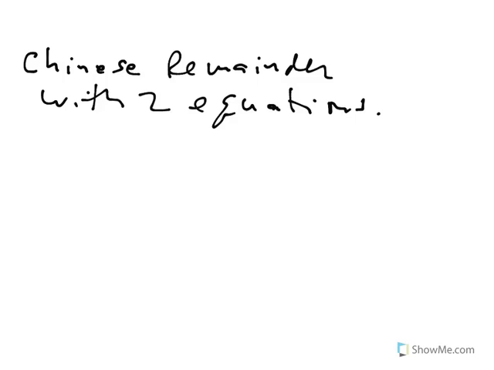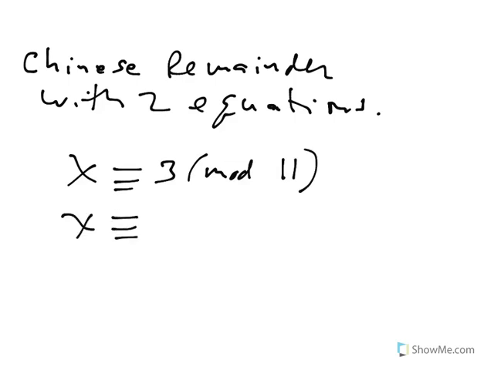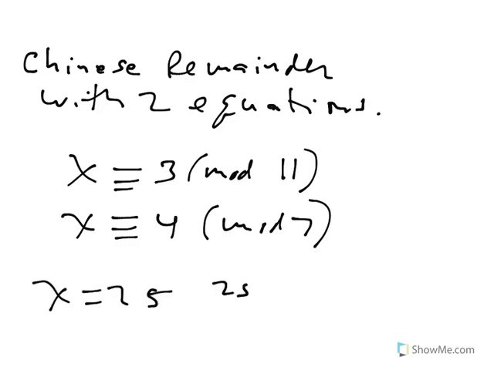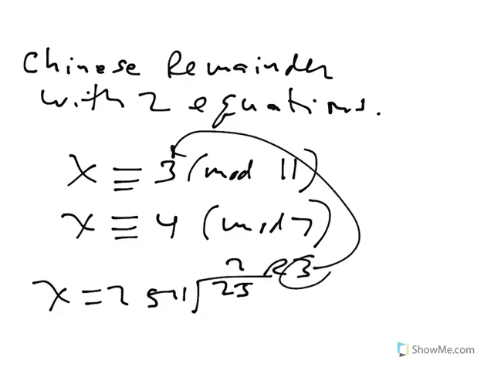Chinese remainder theorem questions are things like, find a number that if I divide by 11, I get remainder 3, but if I divide the same number by 7, I get remainder 4. And just to see what we're getting at here, the answer to this question is going to be 25, because it's true that 25 divided by 11 is 2 remainder 3, which is what I want. Whereas if I divide 25 by 7, I get 3 remainder 4, which was the goal.